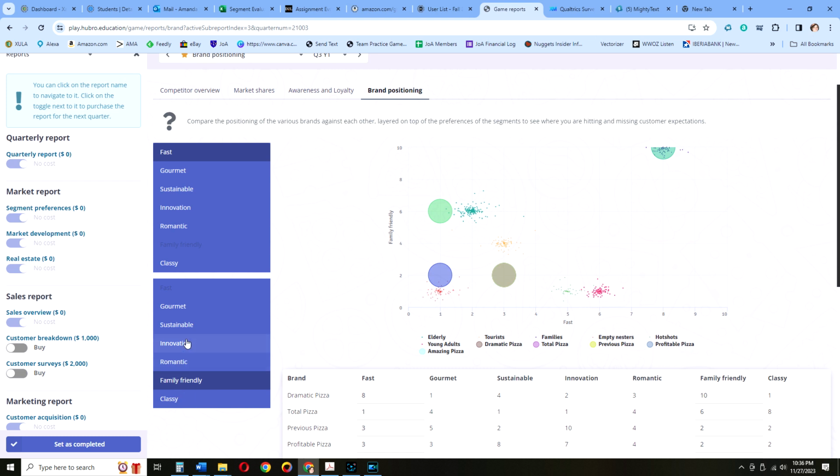Okay, so if I cycle through a few more of these things, other stuff that families care about, let's see, sustainable. It's something they cared about. So now I'm looking at fast and sustainable. So fast on the x-axis, sustainable on the y-axis. Here's where my families are. And here, once again, Dramatic Pizza is producing exactly what families want. And here's my Empty Nesters, the opposite. And once again, Amazing Pizza is very close to exactly what Empty Nesters want. They are a little short of how sustainable Empty Nesters want it. So that is how that chart works.